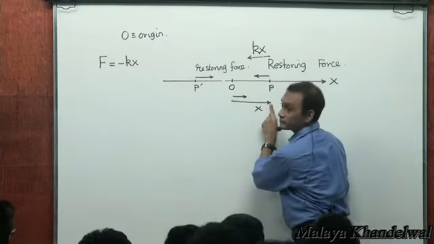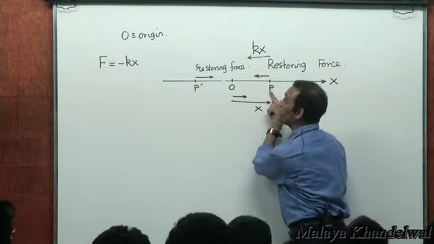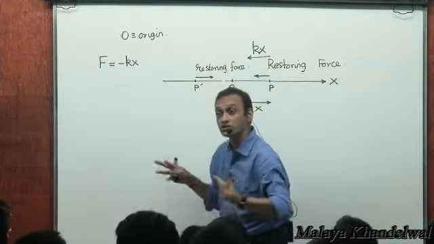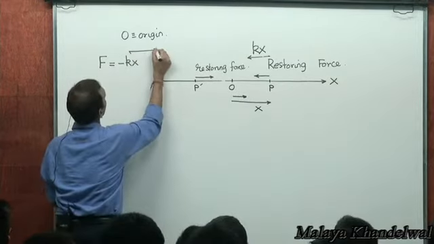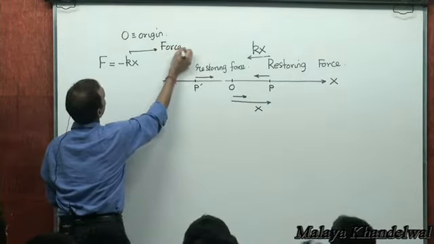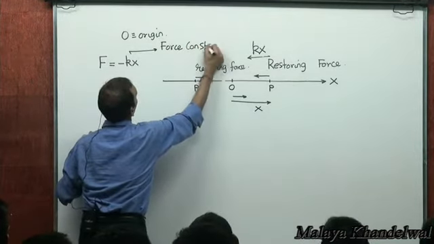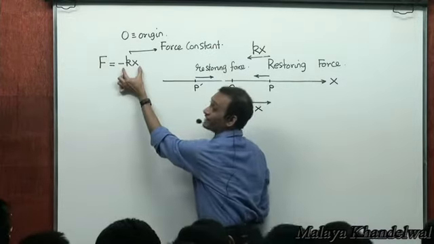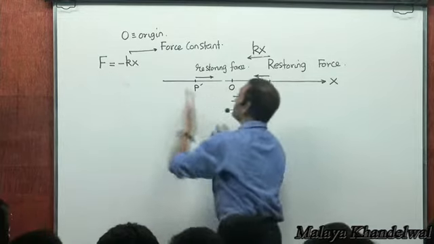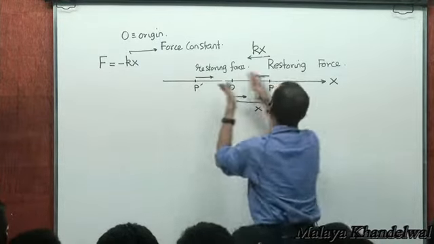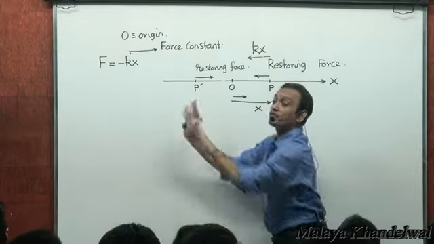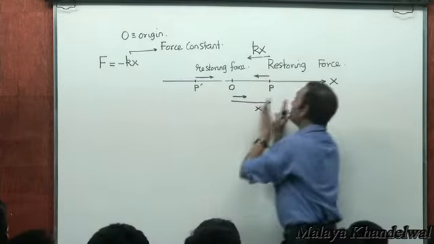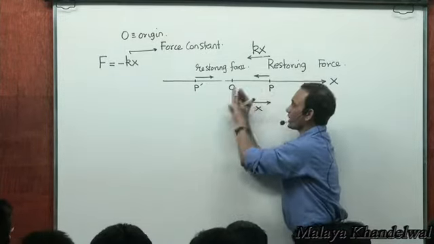If x is positive, that is for the point P, minus kx will be a negative number, k is a positive constant. This k we will refer to as a force constant. If x is positive, then minus kx would be negative. F being negative means F is directed leftwards, because everything rightwards is chosen positive, leftwards from O is chosen negative. So if x is positive, F is negative, meaning it's directed towards O, leftwards, this way.